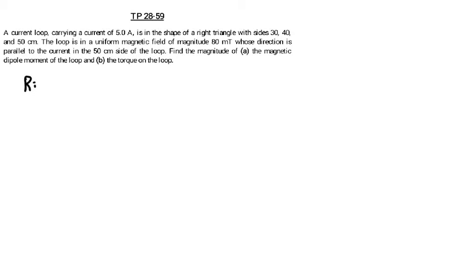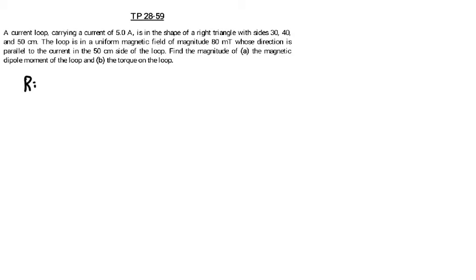Alright, welcome back. Today we have text problem 28-59. So if you would, take out a blank piece of paper or a blank printout of the problem, and let's get started. So we have a current carrying loop with 5 amps of current running through it.